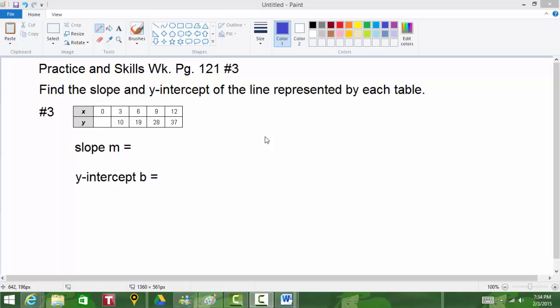This problem is from the Practice and Skills workbook. It's page 121, problem number 3. Find the slope and the y-intercept of the line represented by each table. And they've given us a table over here.